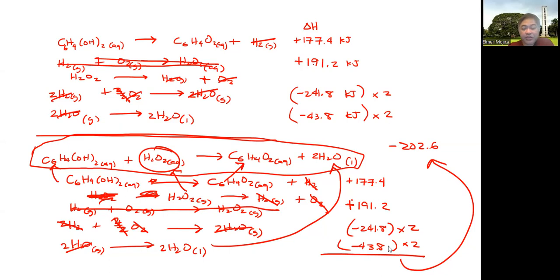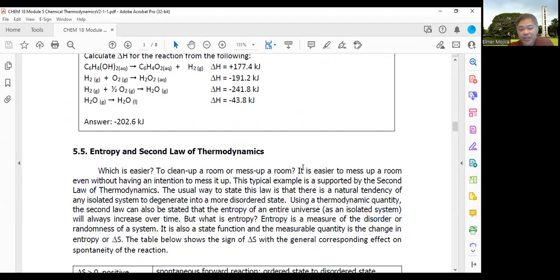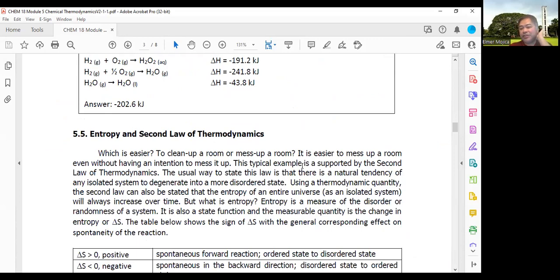So that is what we call the Hess law. Now, in the second law of thermodynamics, we are introduced to the concept of the so-called entropy. So entropy is just a degree of disorderliness.